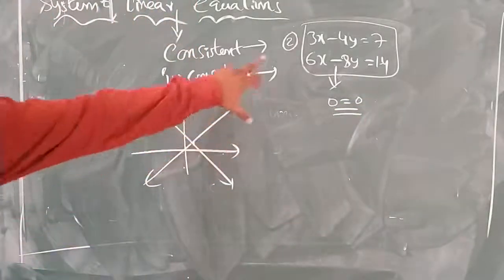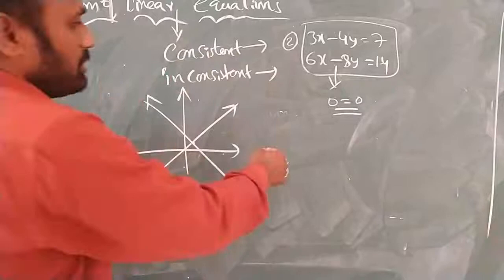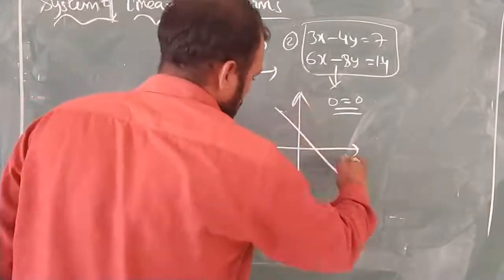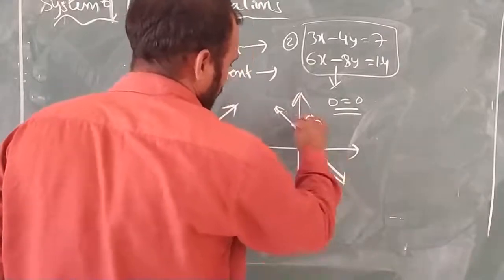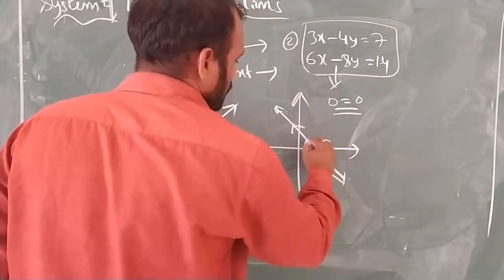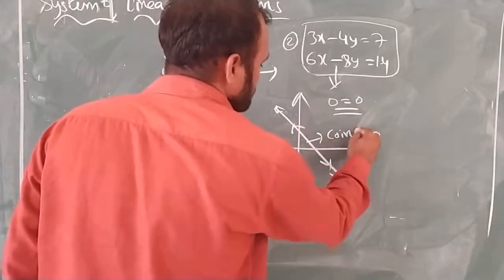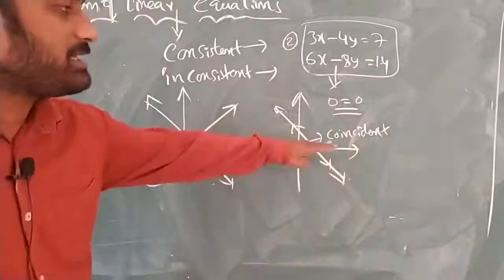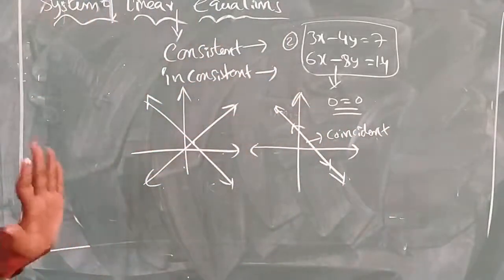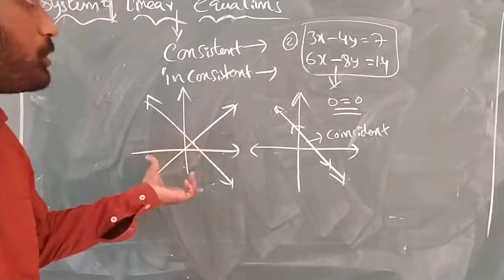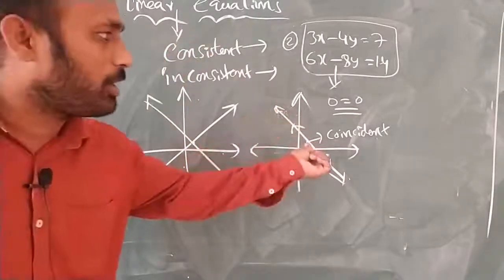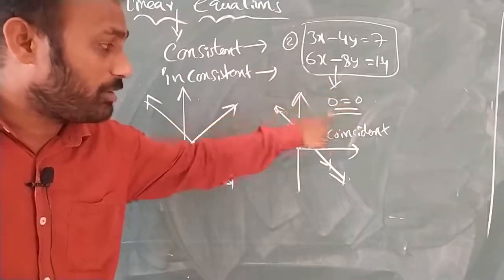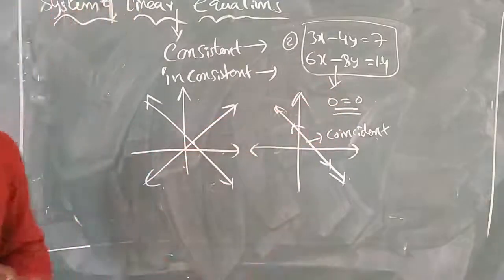So this is also called consistent. How do we represent that with lines? These are called coincident lines. Line upon a line, we call coincident lines. So these coincident lines also will be consistent. We have to understand two things here. If we get a unique solution, we call it consistent. If we are not able to get x and y values, we call it coincident.